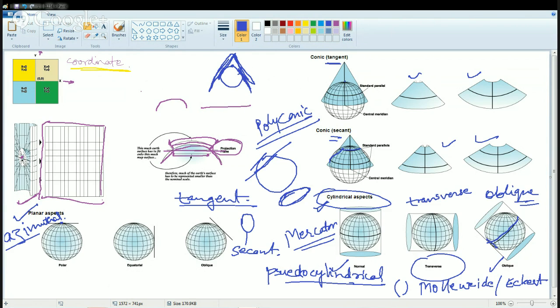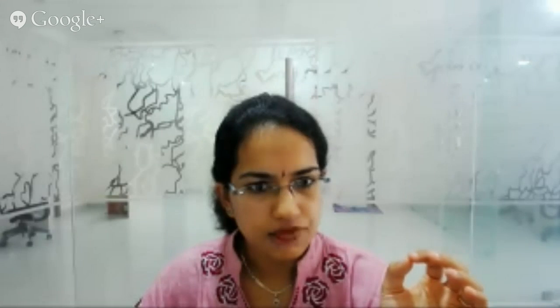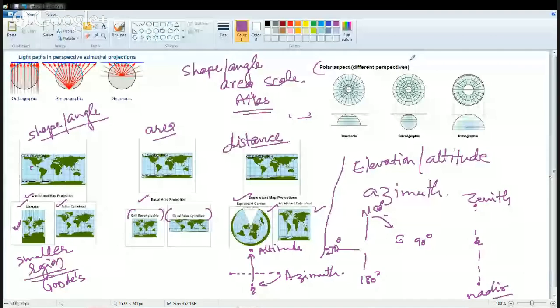Now, the most important section that we need to know while understanding any projection is the polar aspect. So polar aspect is all about projections from where we started. There can be three kinds of polar projections. Let's understand from the first diagram here. So here is the light source. If the light source is at the center, it is known as Gnomonic projection. If the light source is at the corner of one side of the earth, it is known as Stereographic.